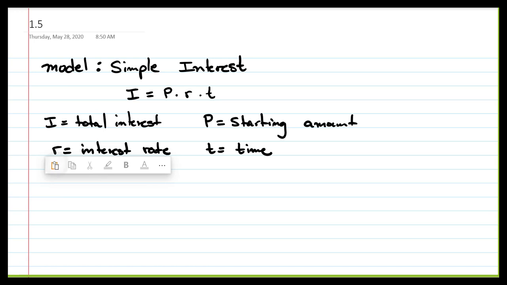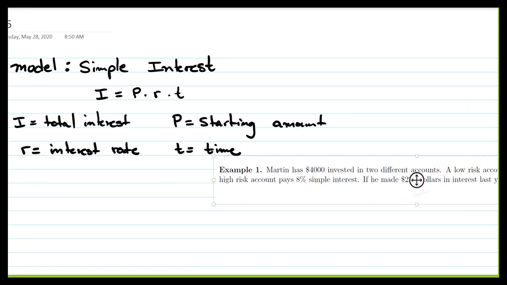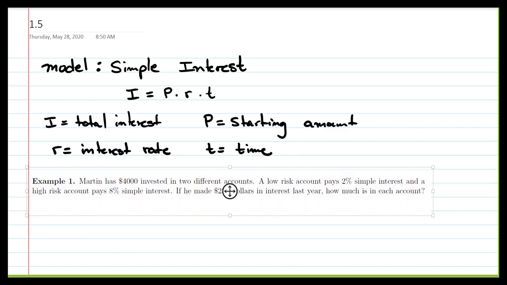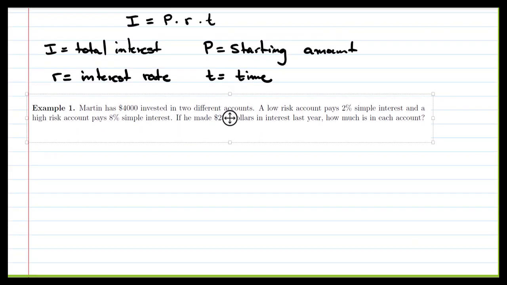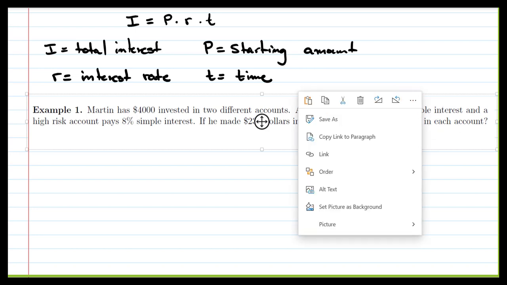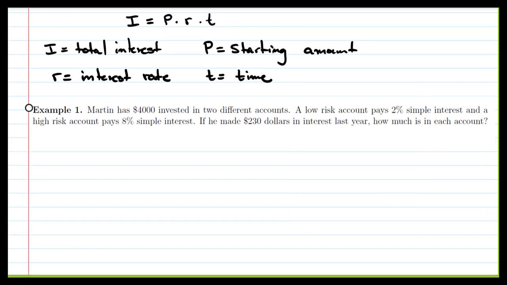We're going to use this model to help us solve our first example. So Martine has $4,000 invested in two different accounts. A low-risk account pays 2% simple interest, and a high-risk account pays 8% simple interest. If he made $230 in interest last year, our goal is to find out how much money is in each account.